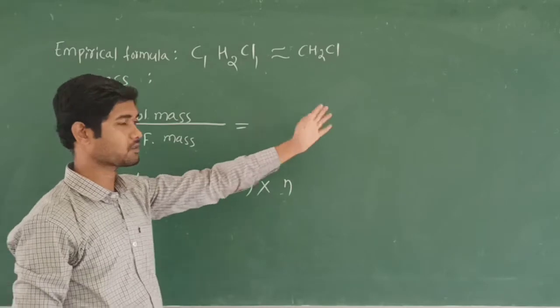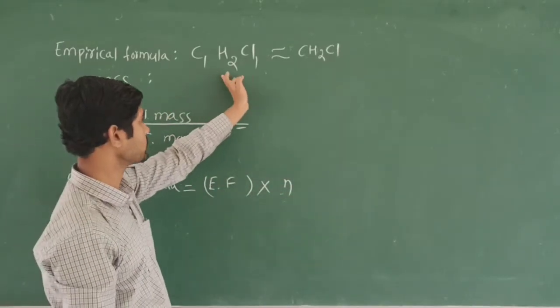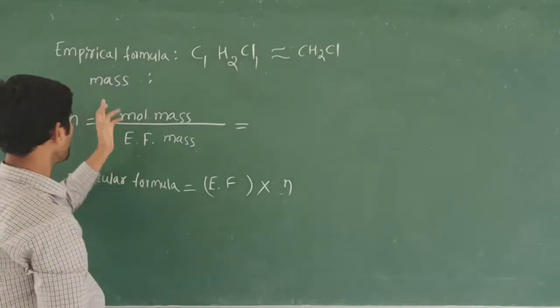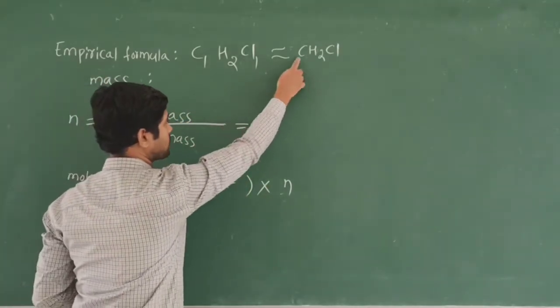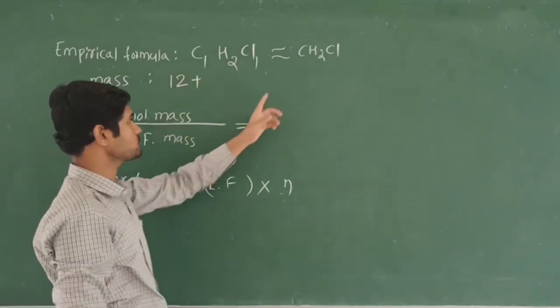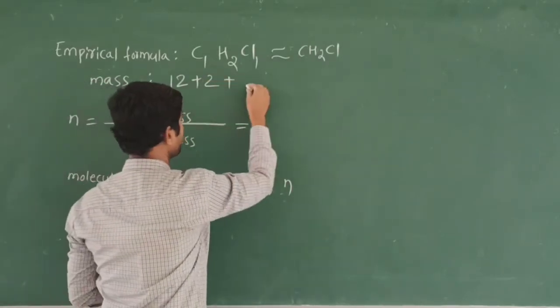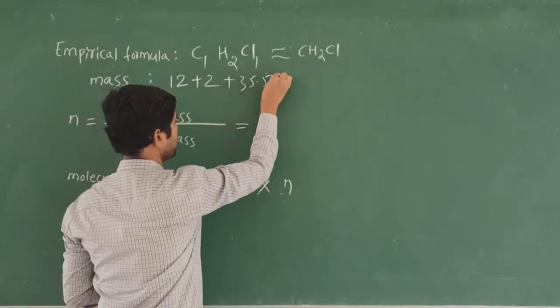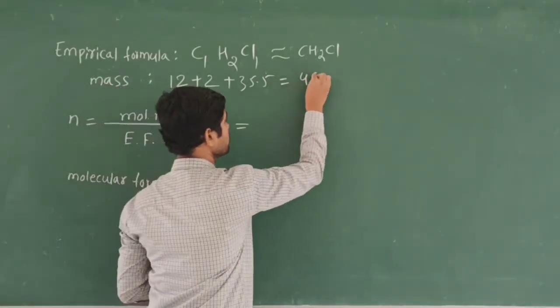You came to know after rounding those values, in the ratio carbon has 1, hydrogen has 2, chlorine has 1. And what is the mass of this empirical formula? You know carbon is 12, plus hydrogen 2 into 1, plus 1 into 35.5. You are going to get a value of almost 49.5.